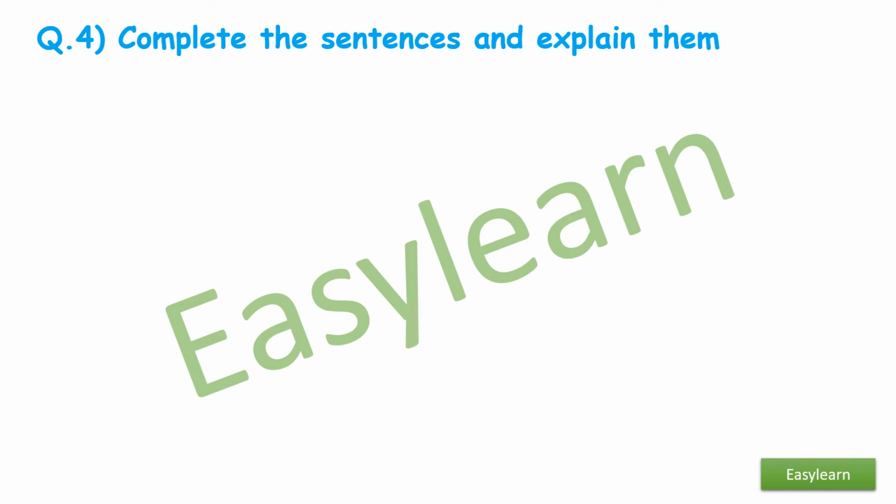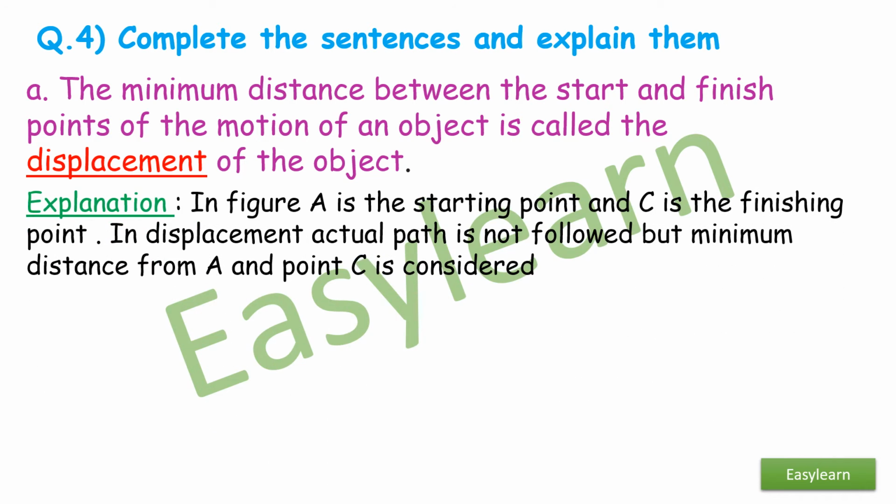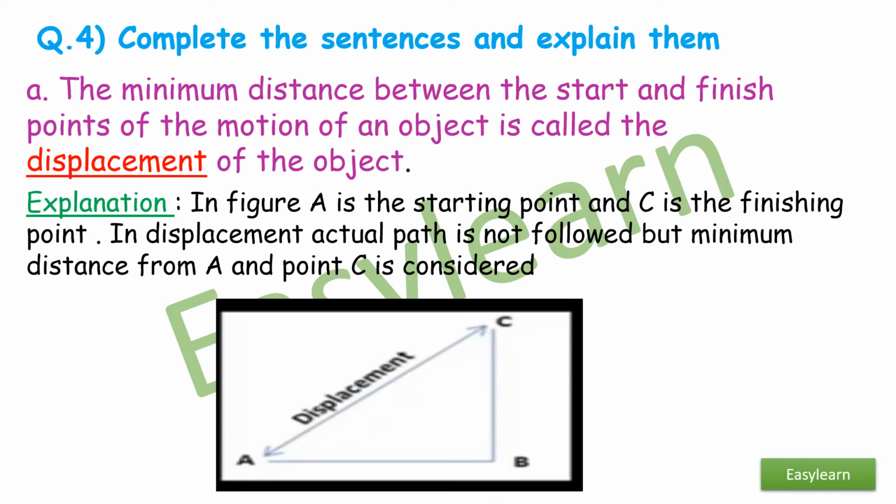Complete the sentences and explain them. A. The minimum distance between the start and the finish points of the motion of an object is called the displacement of the object. Explanation. In the figure, A is the starting point and C is the finishing point. In displacement, the actual path is not followed, but the minimum distance from A to C is considered.